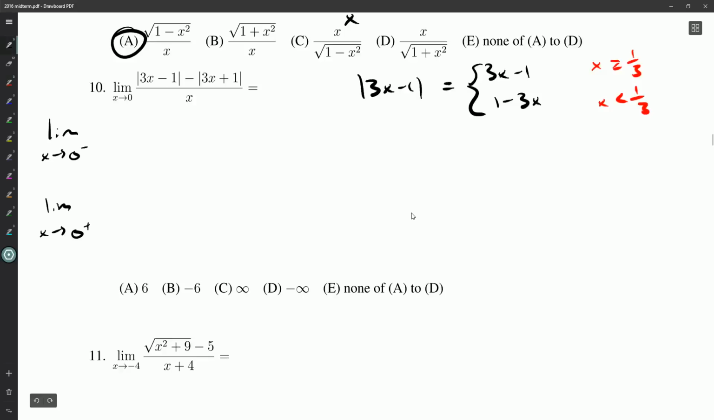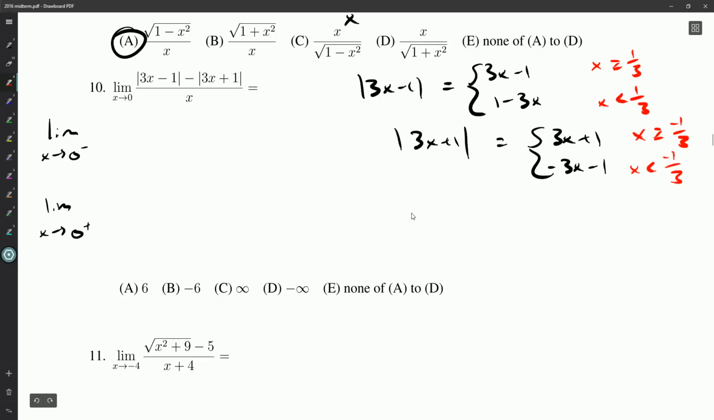What about our other function? 3x plus 1. Again, it looks a little different depending on what you plug in. It looks like 3x plus 1 or minus 3x plus 1, so minus 3x minus 1. And again, we can clean things up. It looks like the top when that's greater than or equal to 0, well, bring the 1 over to the other side, divide by 3, so that looks like 3x plus 1 when x is greater than or equal to negative 1/3. And it looks like the bottom when x is less than negative 1/3. So how does this help us?